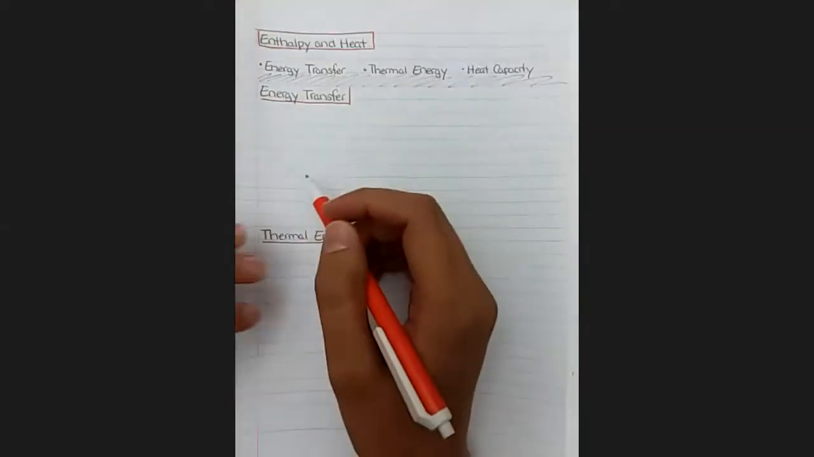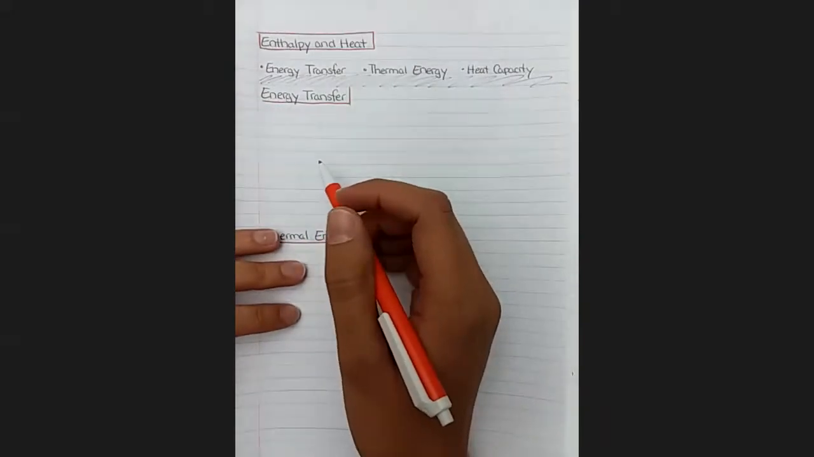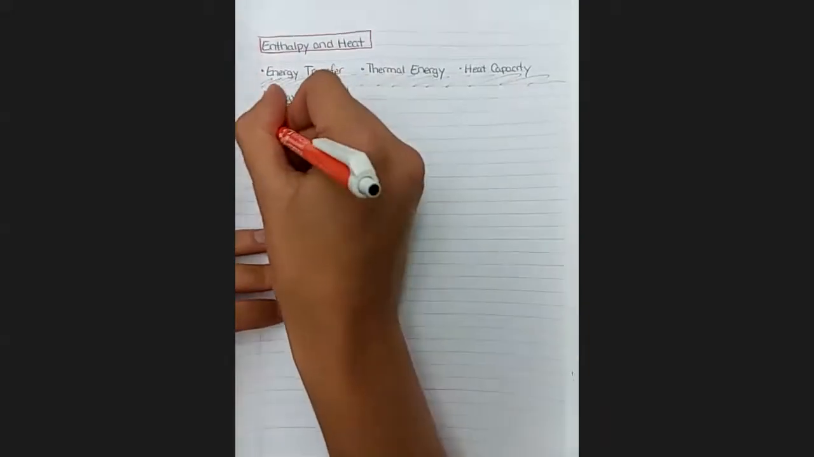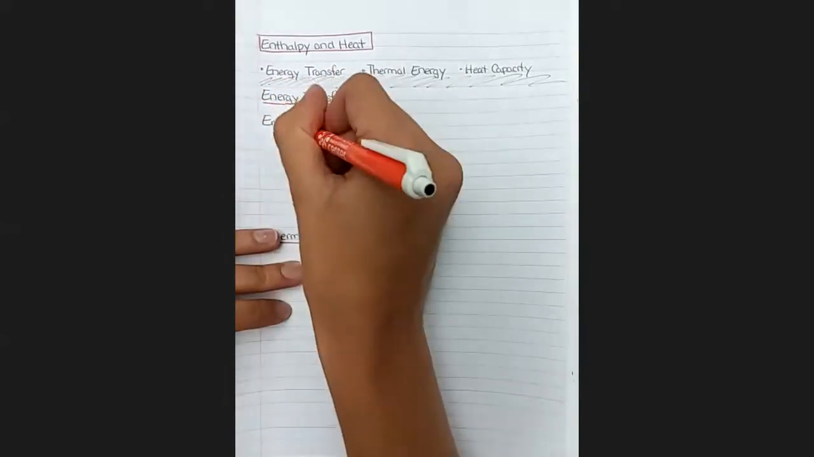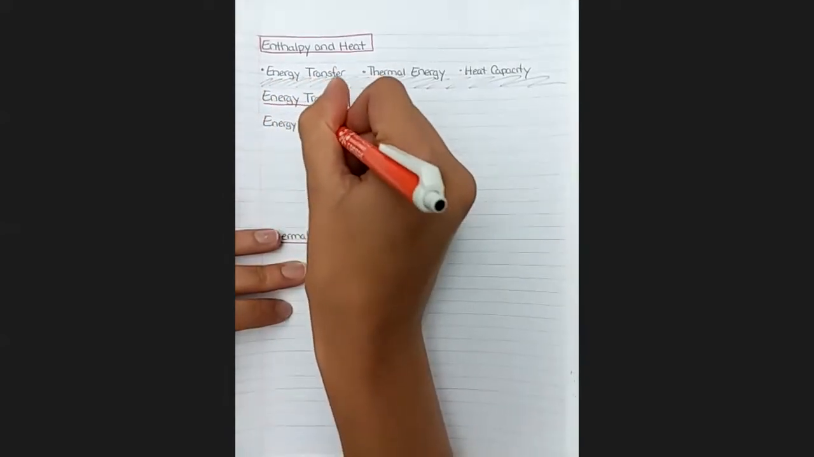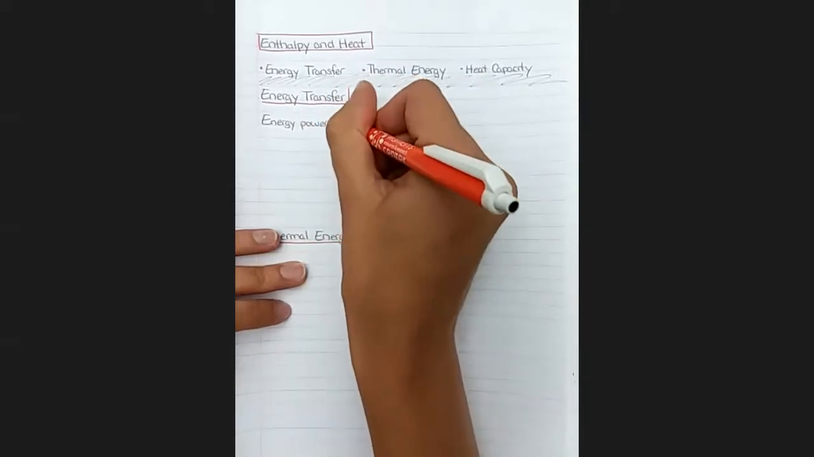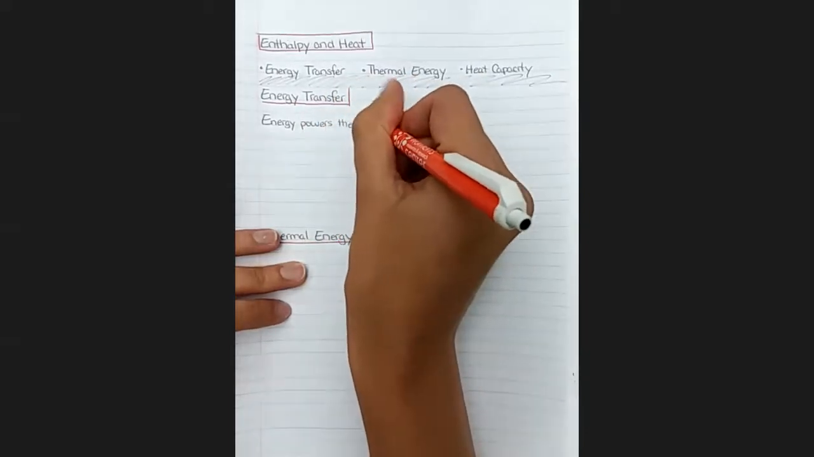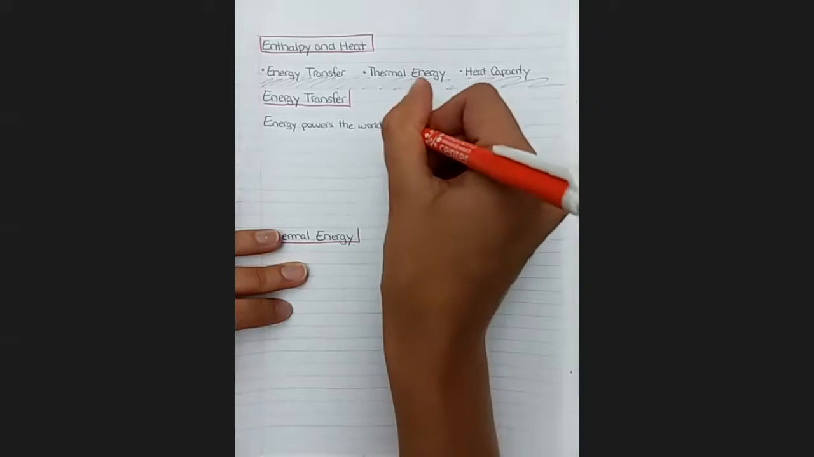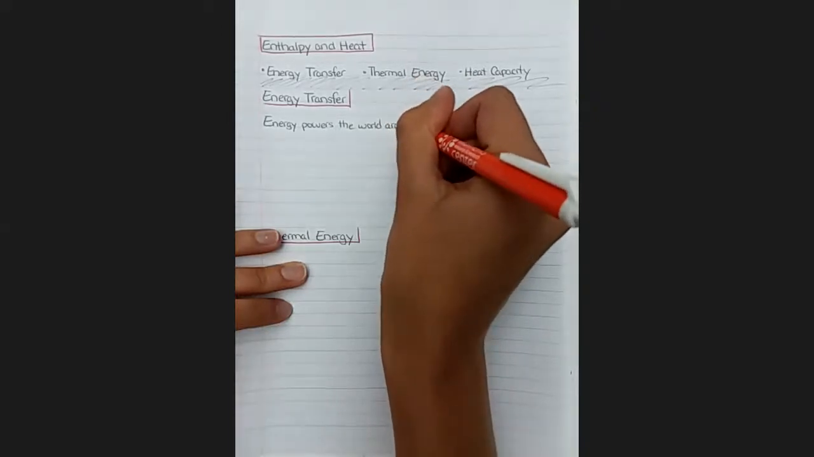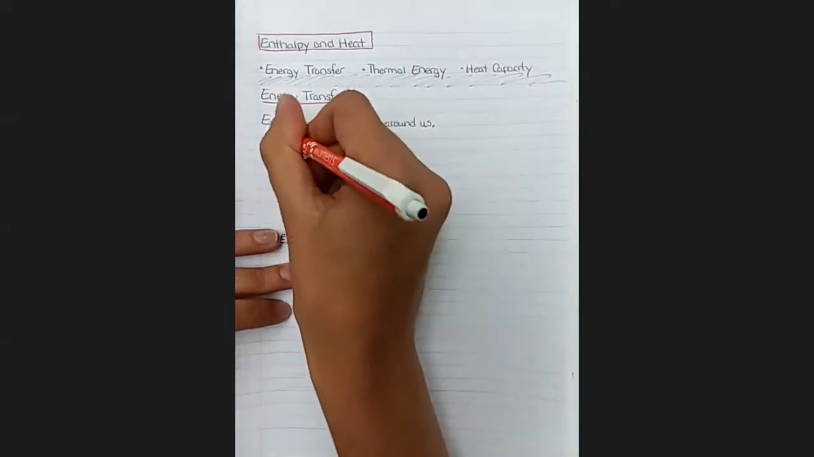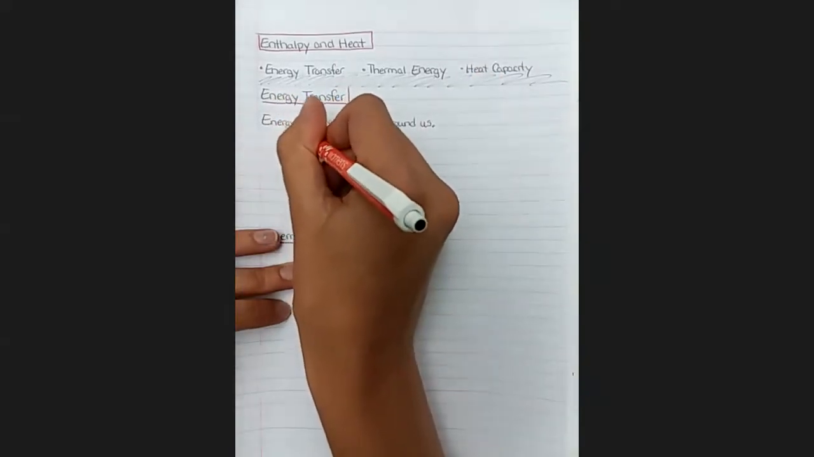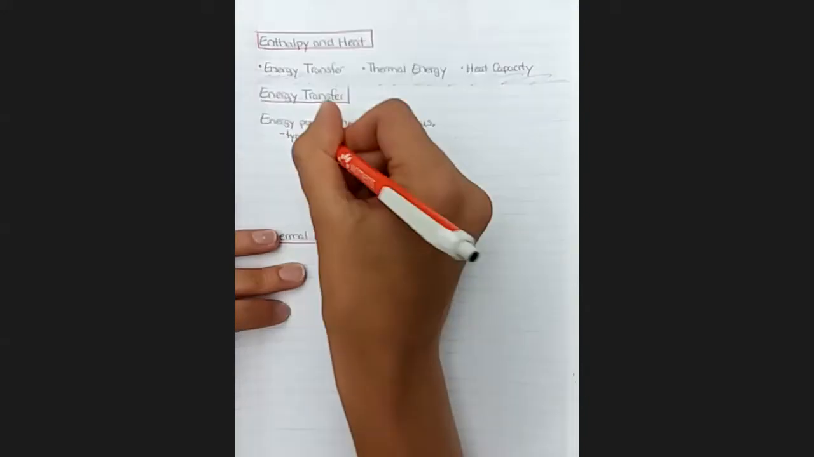So, in order to talk about thermochemistry, we need to talk about energy in general and all the different forms that energy can take. As you know from your earlier science classes, energy is what powers the world around us, from the sun, from fossil fuels, from the food you eat, and it comes in many different types, depending on the type of work it's being used to do.